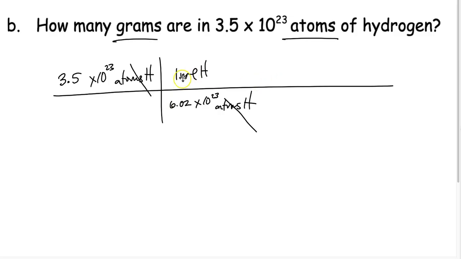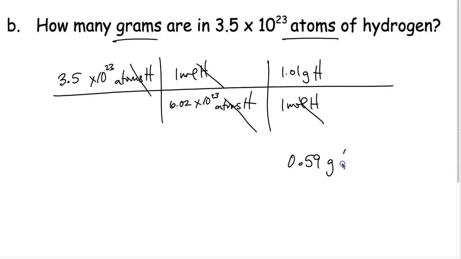Now I know moles, but I didn't want moles, I wanted grams. So I need to use the molar mass of hydrogen. How do I find that? I look it up in the periodic table. According to the periodic table, every mole of hydrogen weighs 1.01 grams of hydrogen. Moles cancel. I'm left with grams, which is great. That's what I want. I'm going to solve. I multiply the numerators and divide by the denominators. So I take 3.5 EE23 times 1.01 divided by 6.02 times 10 to the 23rd. When I do that, I get 0.59, and the unit is grams of hydrogen.